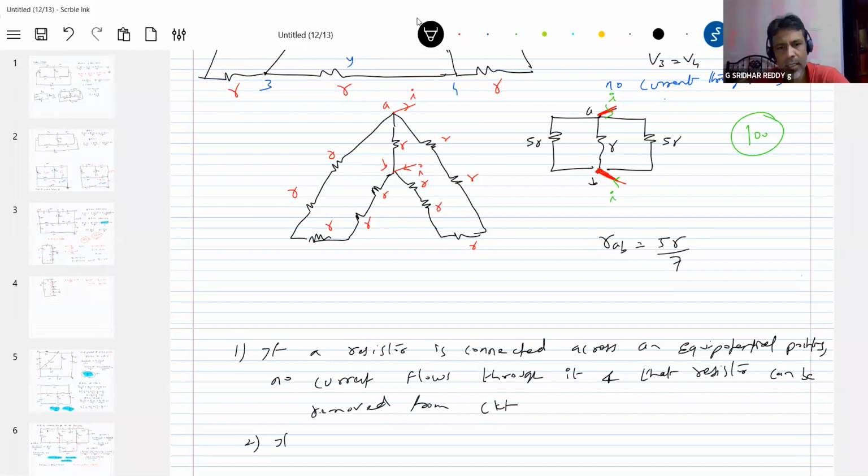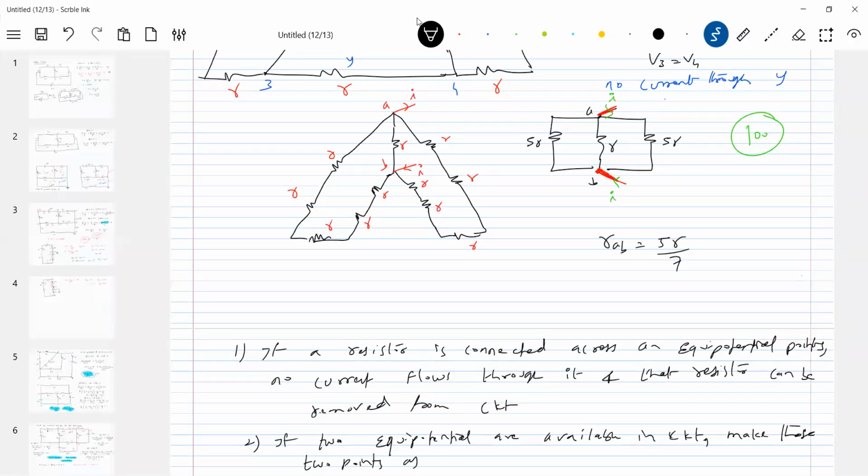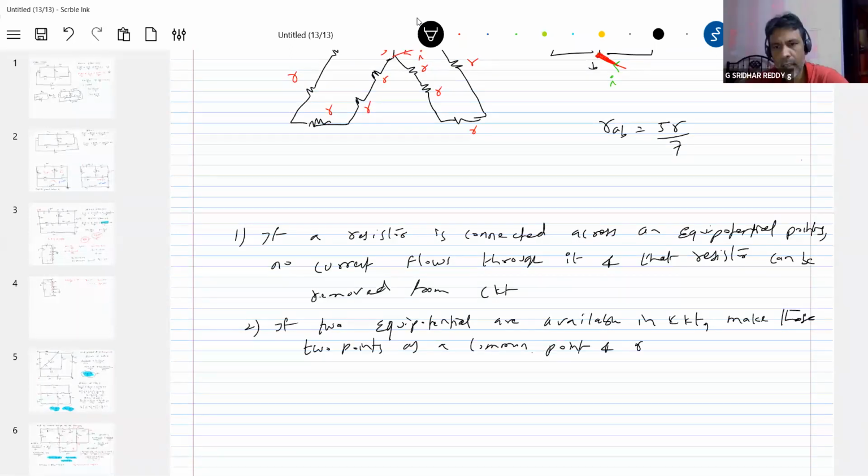Similarly, if two or more equipotential points are available in a circuit with no resistor connected between them, make those points a common point and simplify the circuit.